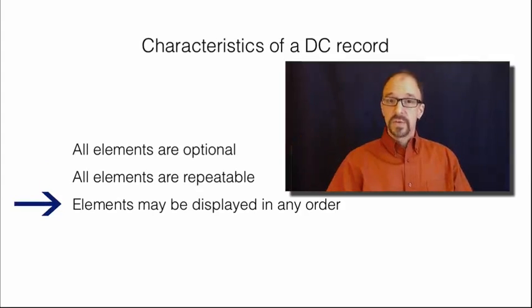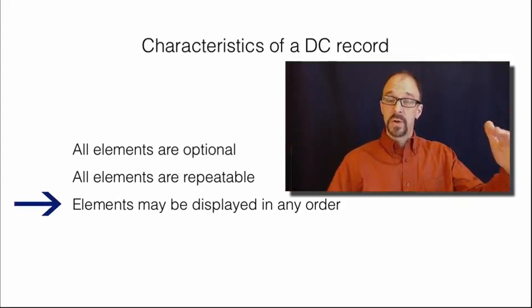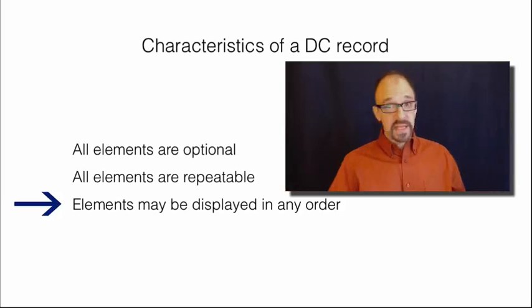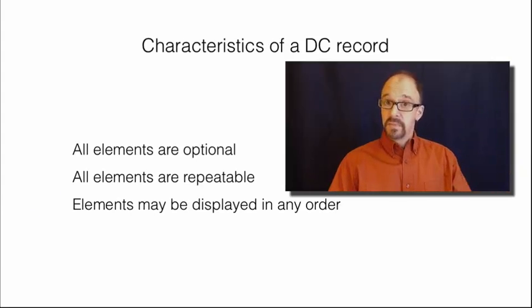And in the interest of simplicity, elements can be displayed in any order. Often you see the 15 elements of Dublin Core displayed alphabetically, but that's just arbitrary. It should be easy to apply Dublin Core metadata, so you can create your records with your elements in any order you like, right? Simplicity. Now let's get into the 15 elements of the Dublin Core metadata element set in more depth.